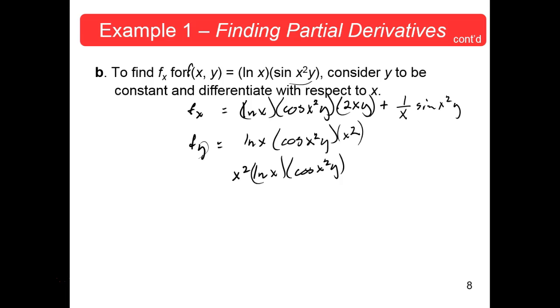I don't know if the book has any preference there. Let's see what they did. Well, let's just look and see now. The first one was log x cosine x squared y times 2xy plus 1 over x, or they've just put sine x squared y over x. And the second one, they wrote it separately. They wrote it just like we did: log x times cosine x squared y times x squared. They wrote it like we did the first time, not like how we wrote it. Okay, does that make sense?